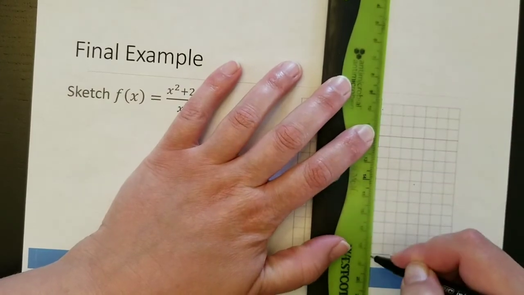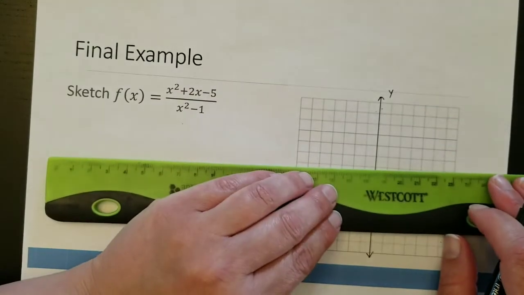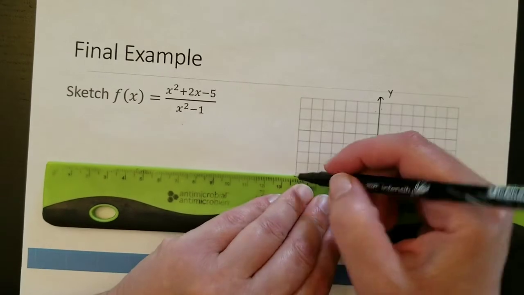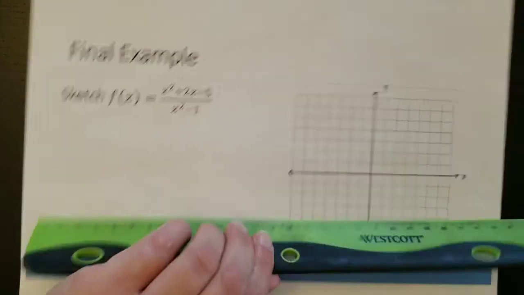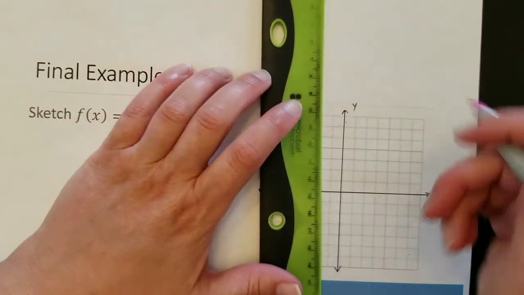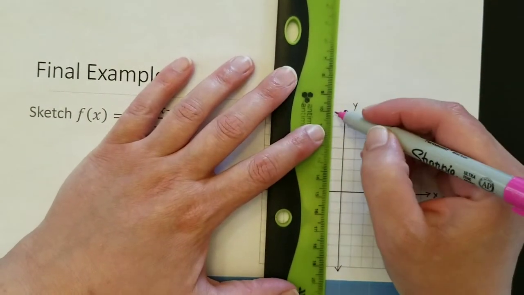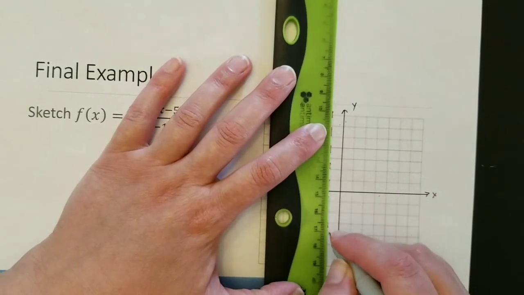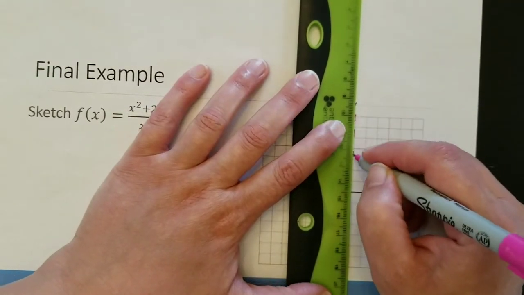Setting up your graph, you do want to make sure that you draw in all of your asymptotes using dotted lines. If you're doing a scale of 1 square is 1 unit, I don't need you to show me that. You don't need to label your scale if it's just 1. So I'm going to put in my vertical asymptotes at -1 and +1, and my horizontal asymptote at 1.